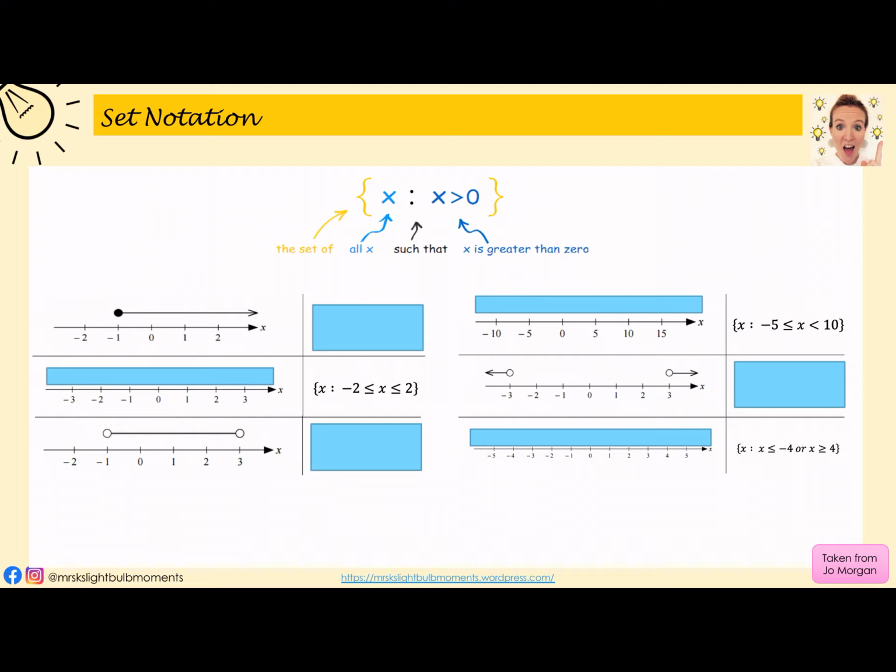20 seconds. Choose one from the right hand column if you haven't yet.